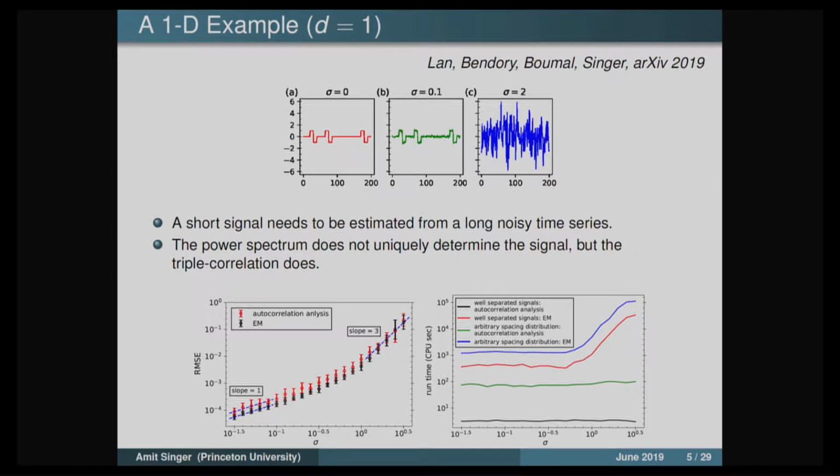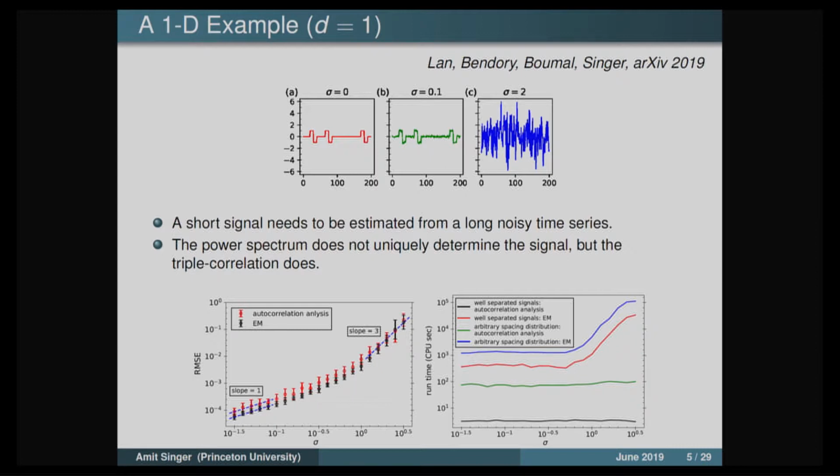Now, the main advantage of autocorrelation analysis compared to EM is the running time. Because you just need to do one pass over the data, the running time is more or less constant across all noise levels. Just this one pass over the data. Whereas you can see that EM starts struggling a lot at high noise levels, and the reason is that it needs more and more iterations until it can converge.